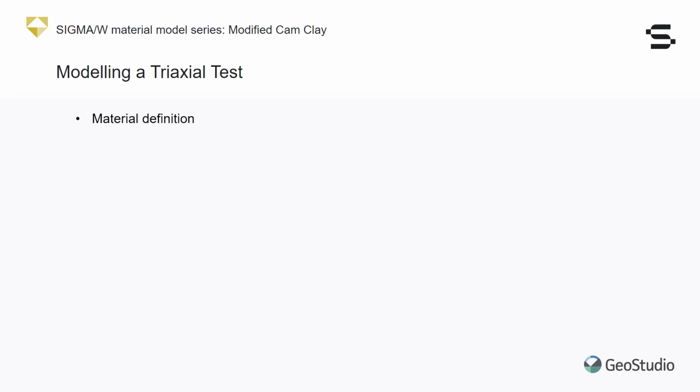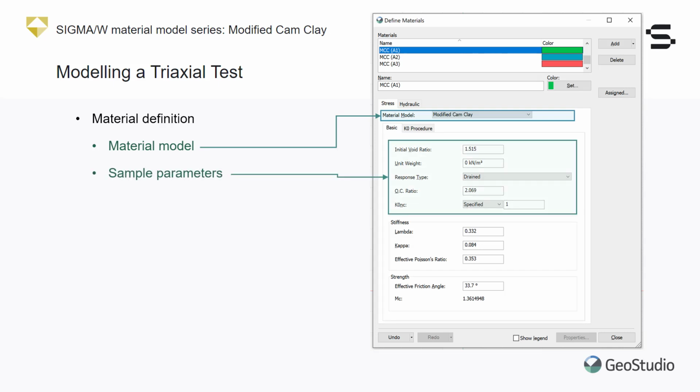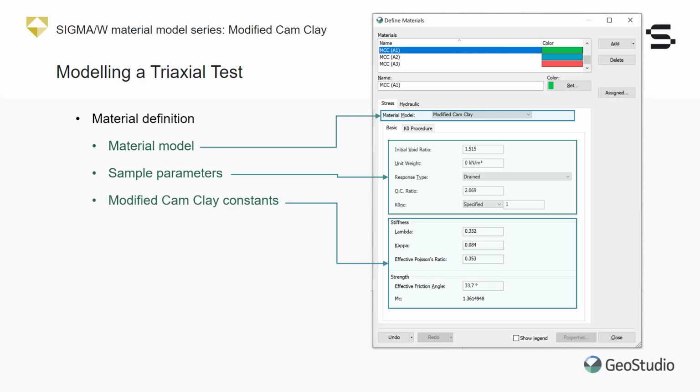The next step for setting up our SigmaW analysis is the material definition. This step is performed in the Define Materials dialog. The material model is set to modified Cam-clay. The sample parameters, including the initial void ratio and overconsolidation ratio, are entered as discussed earlier. It should be noted that the effect of the soil's self-weight can be removed by setting the unit weight to 0, while the K0 effect can be deactivated by specifying K0 NC as 1. Lastly, the constitutive model constants are entered based on the results from the calibration procedure for Bothkner clay.